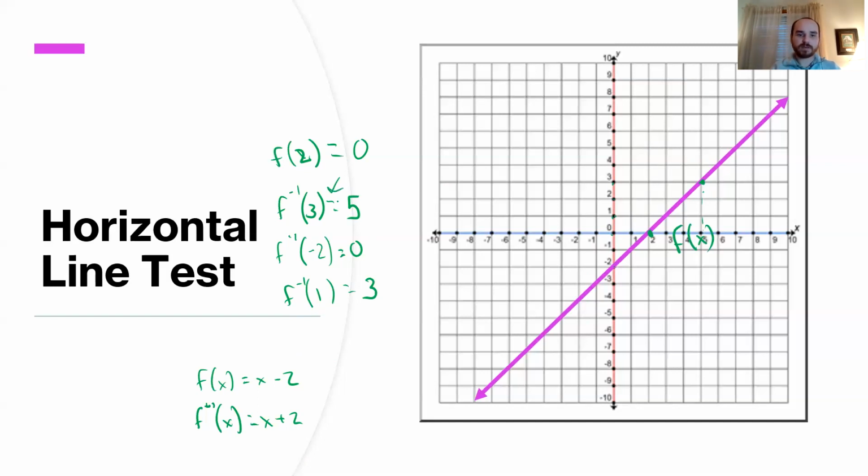You'll notice that all of these values, if we add 2 to 3, we get 5. If we add 2 to -2, we get 0. If we add 2 to 1, we get 3. We've already calculated all of those just by using the inverse.